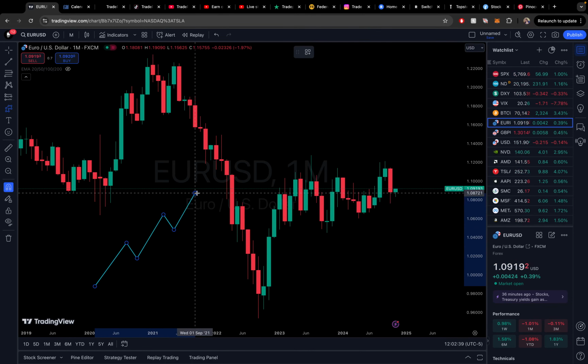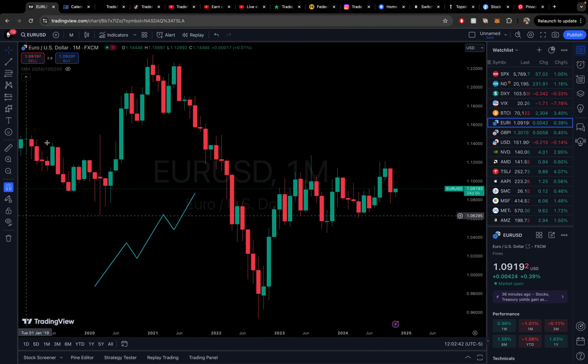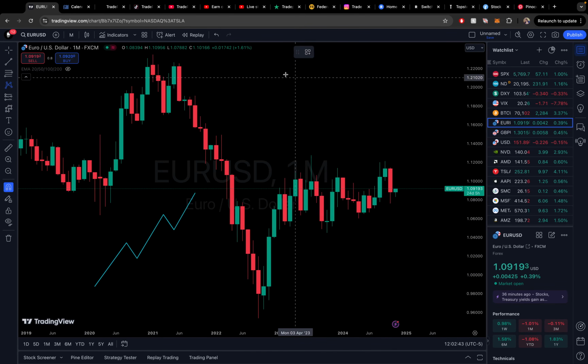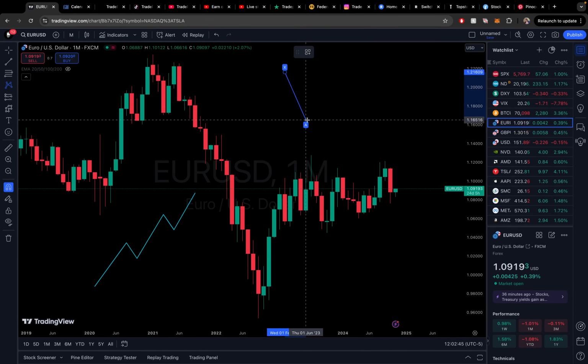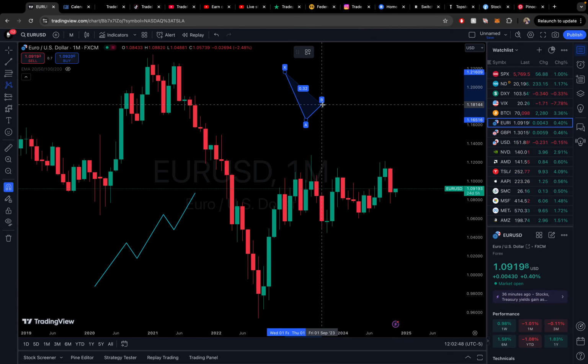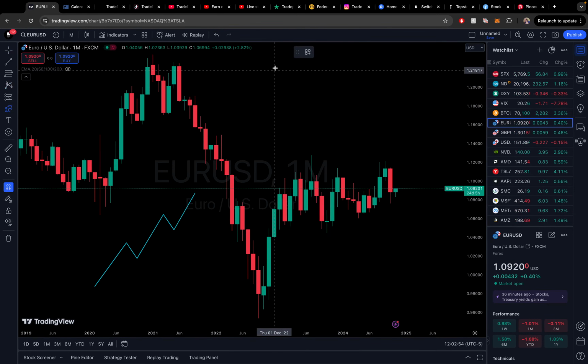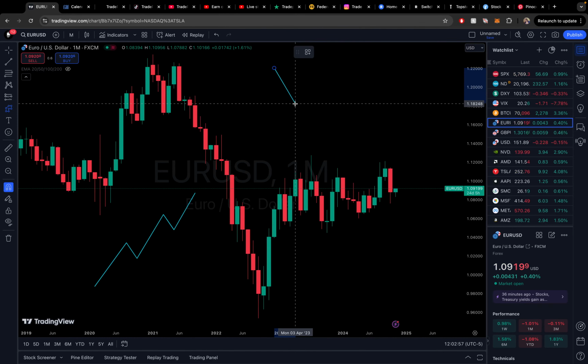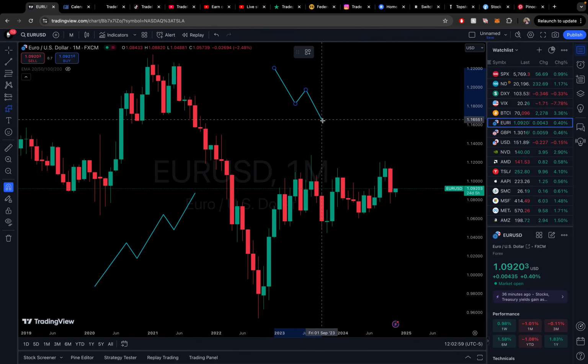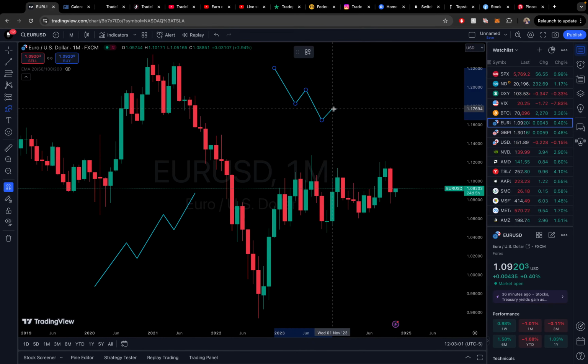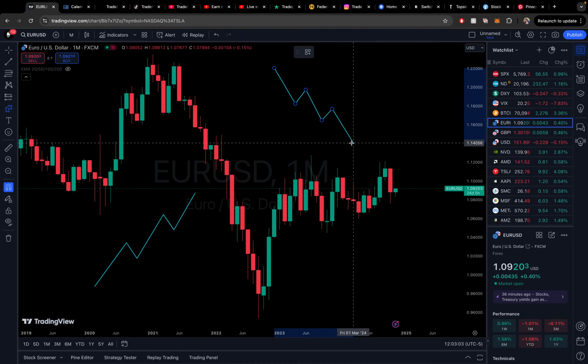That would be the definition of an uptrend, whereas a downtrend would be establishing lower highs, lower lows, lower highs. Oops, clicked the wrong one. Sorry about that. There we go. Lower highs, lower lows, lower highs, lower lows, lower highs, lower lows, right? And that would be our downtrend.